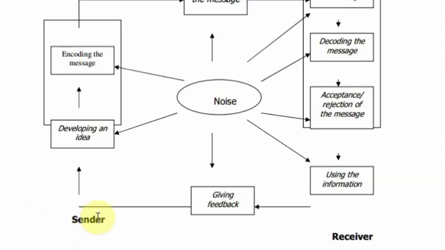So the sender has a source. What is the source here? The sender is feeling thirsty, so he wants a glass of water. So what does the sender do here? The sender asks, or gives information to the receiver: May I have a glass of water? So here the sender is giving information to the receiver.